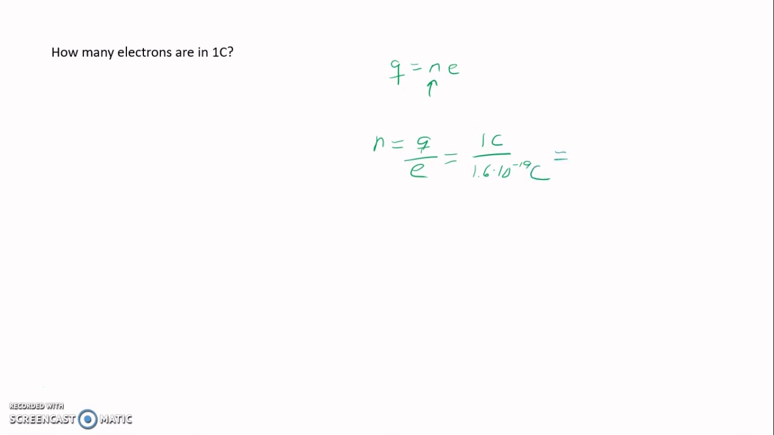If you take a second, plug that into a calculator, what you'll find is that this comes out to 6.25 times 10 to the 18th electrons. That would be 6 1/4 quintillion electrons. So you can see that that is a lot of electrons, quite a bit.